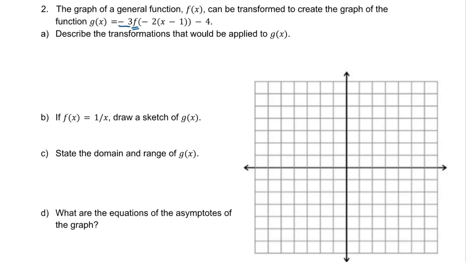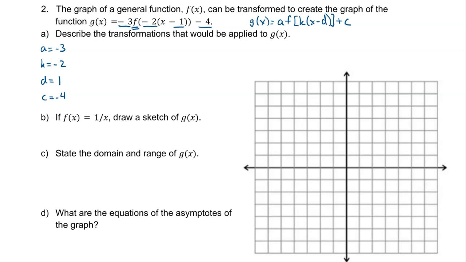Well, what we need to do first is we need to identify what the a, k, d, and c values are. And so the a value is negative 3, the k value is negative 2, the d value is 1, because the general form is x minus d, and the c value is negative 4. So now what we're going to do is we're going to list how those restrictions apply. Remember, in general, it's a times f of k, x minus d, plus c.